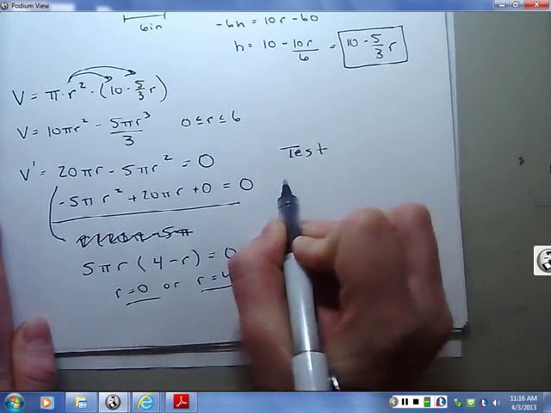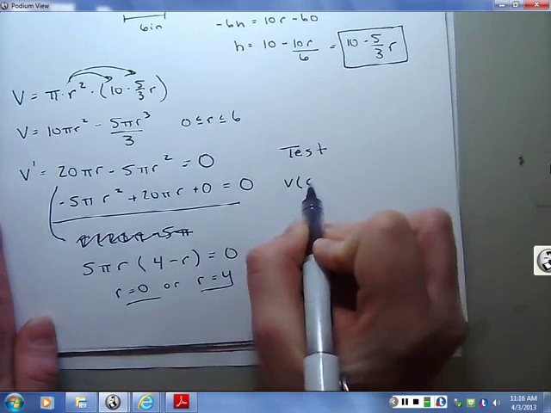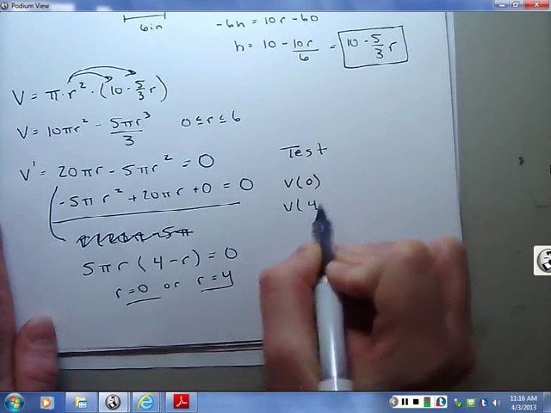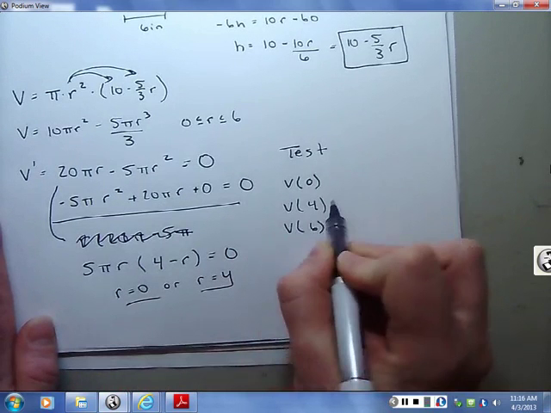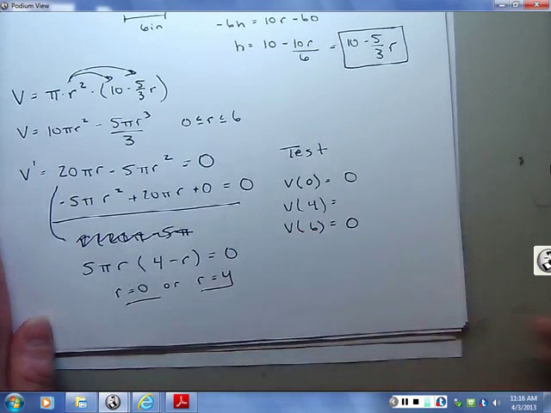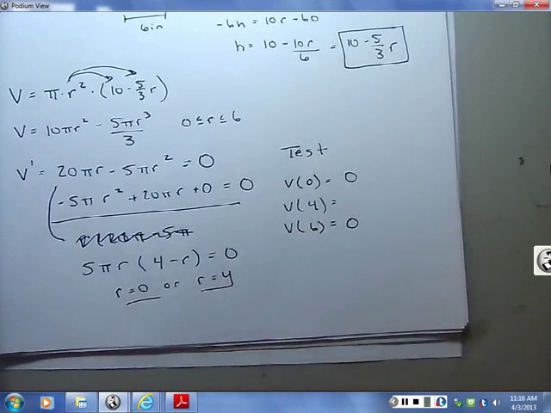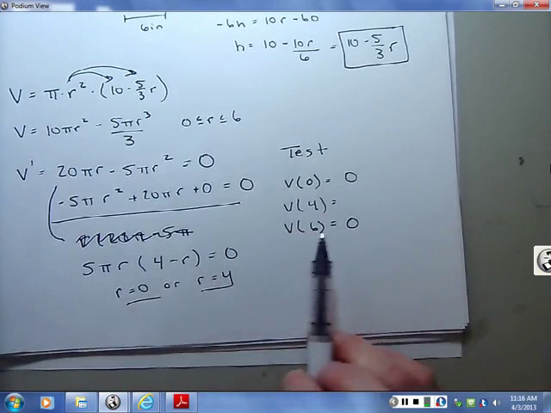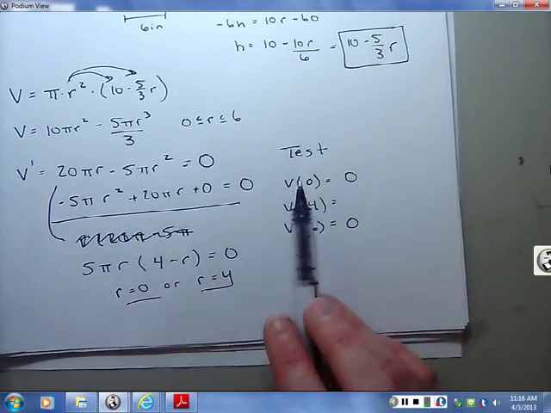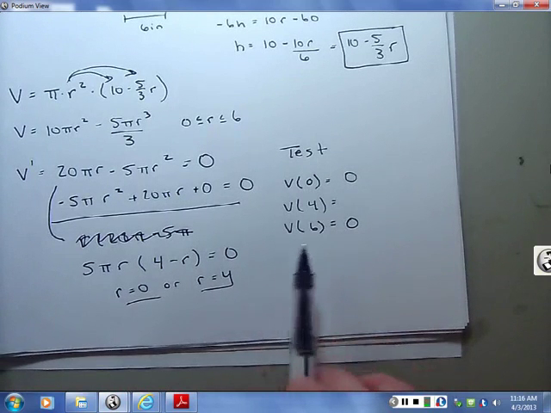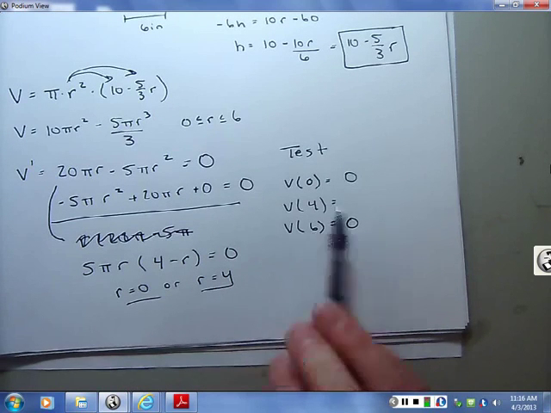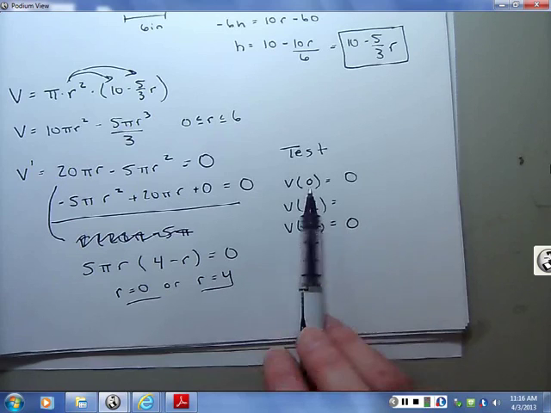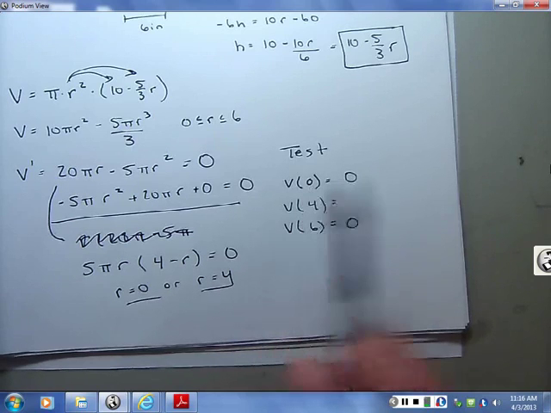What is the volume when r is 0, the volume when r is 4, and the volume when r is 6? 0 and 6 is easy, right? Because I have no height if my radius is 6, and I have no radius if my radius is 0. So if I plug that into the volume formula.